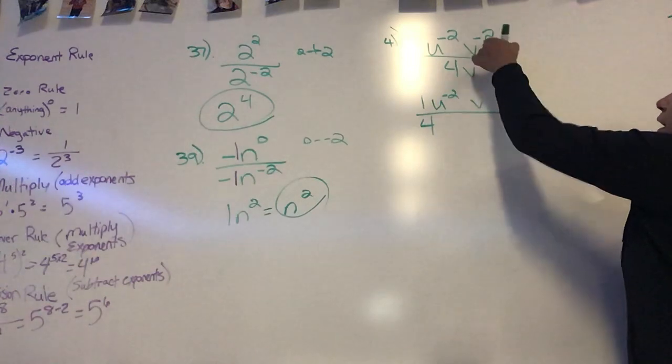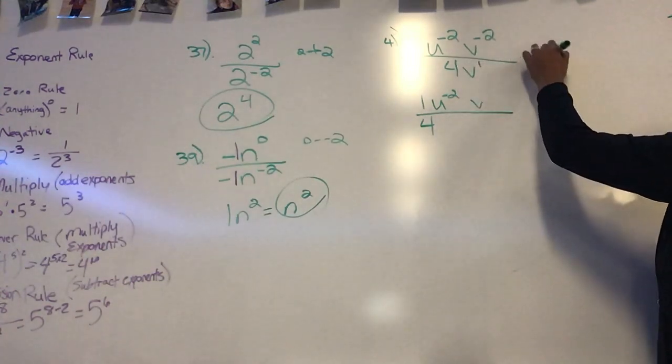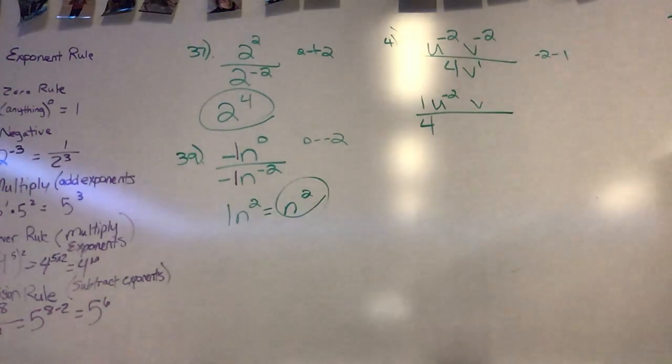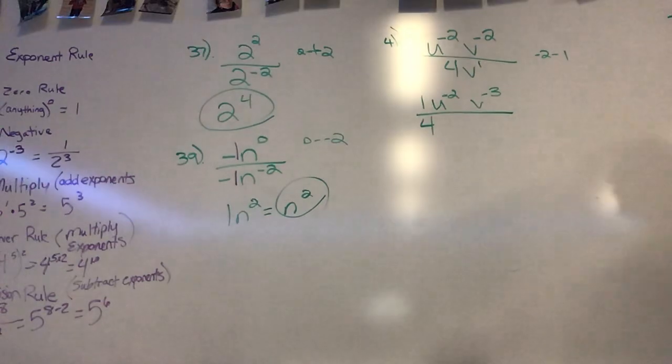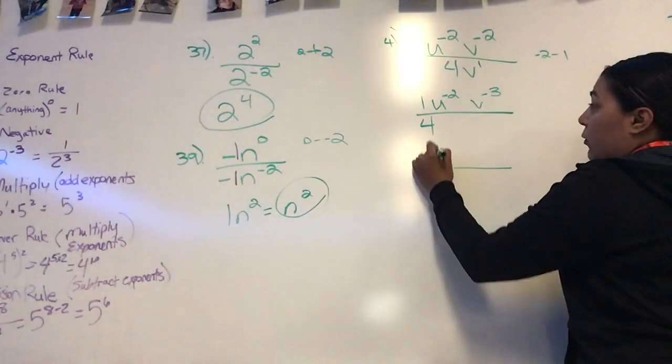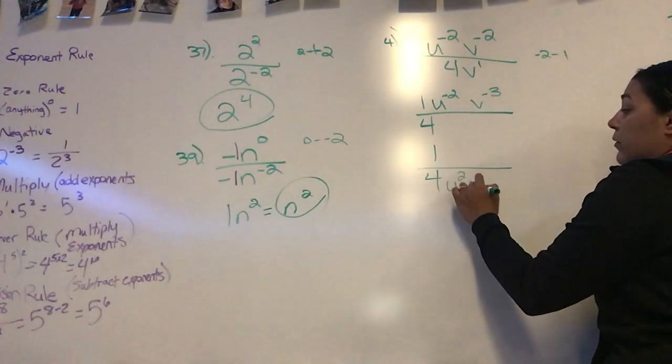And then the v, I got negative 2 minus 1. What are you going to get for the v? Negative 3. Okay, and now we can go ahead and move our stuff where it's got to go. So we're going to get 1 over 4. U to the negative 2 is u to the 2, v to the 3.